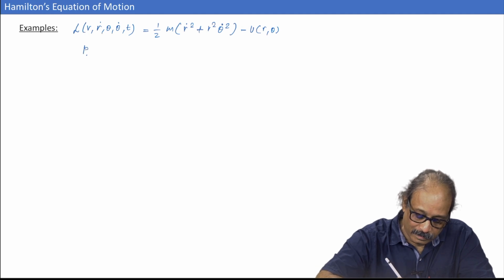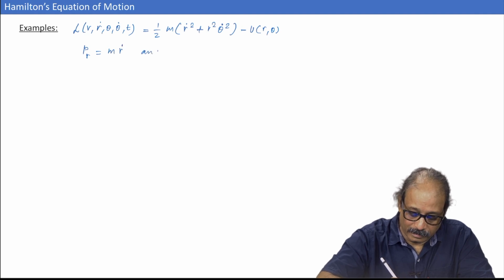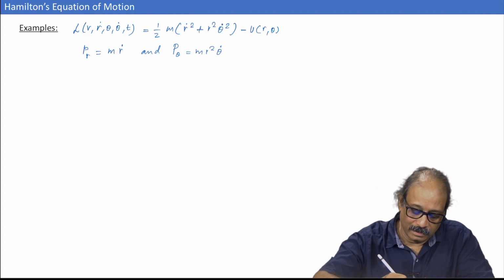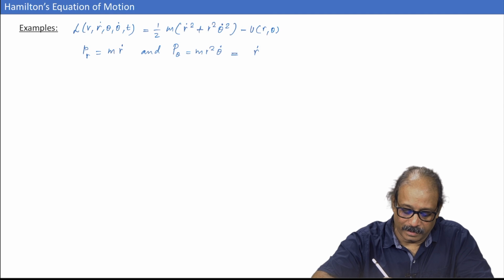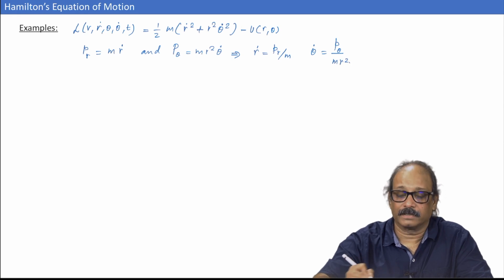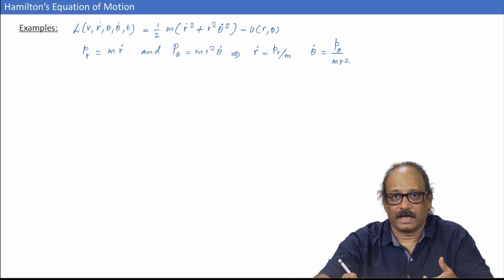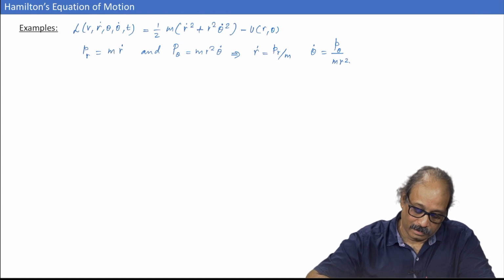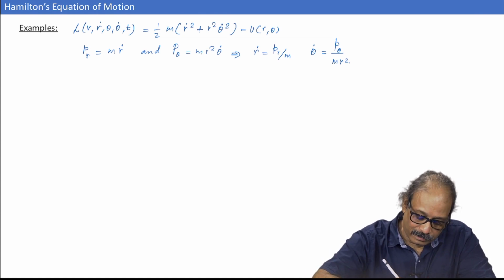Calculate p r. p r will be equal to m r dot, and p theta will be equal to m r square theta dot, and both these are invertible very easily. So, r dot is equal to p r by m, and theta dot is equal to p theta by m r square. And you can of course identify this. This is nothing but angular momentum divided by moment of inertia. Okay. So, write down the Hamiltonian.